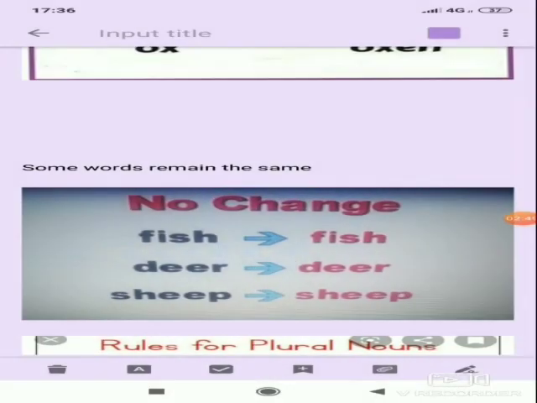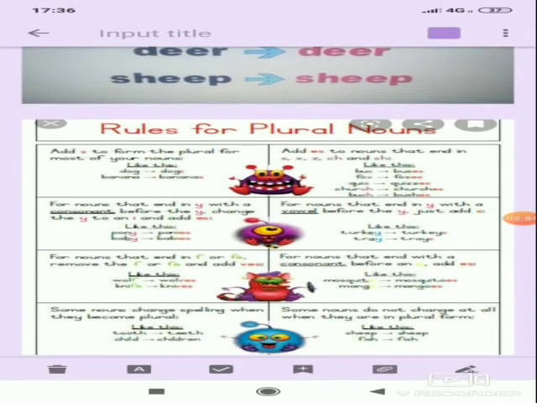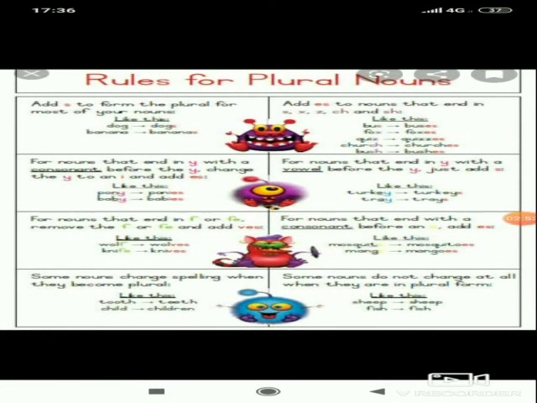So children, now this is a chart of rules for plurals which you can still go through. You can learn more in detail. You have learned this in your second standard. Still you can go through this so that you are completely perfect with it.